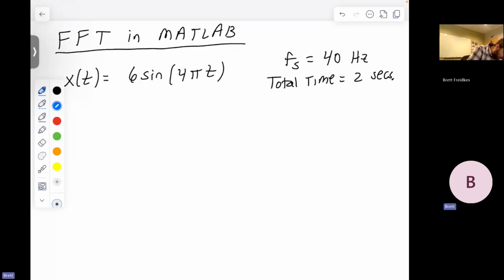And I'm going to do a simple example here where we're going to assume we just have this perfect ideal signal that is 6 sine of 4 pi t. I'm going to sample it at 40 hertz, and I'm going to measure it for a total time of 2 seconds. And I'll go through what these mean in more detail in a second. But let's first note and ask ourselves, what do we expect to happen?